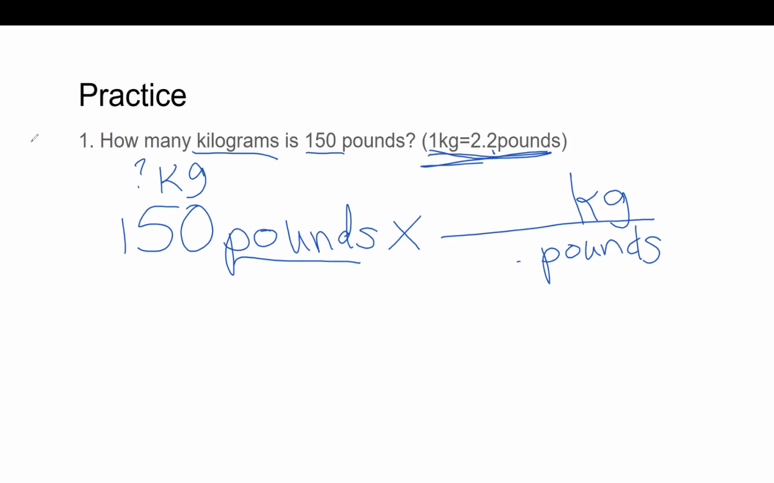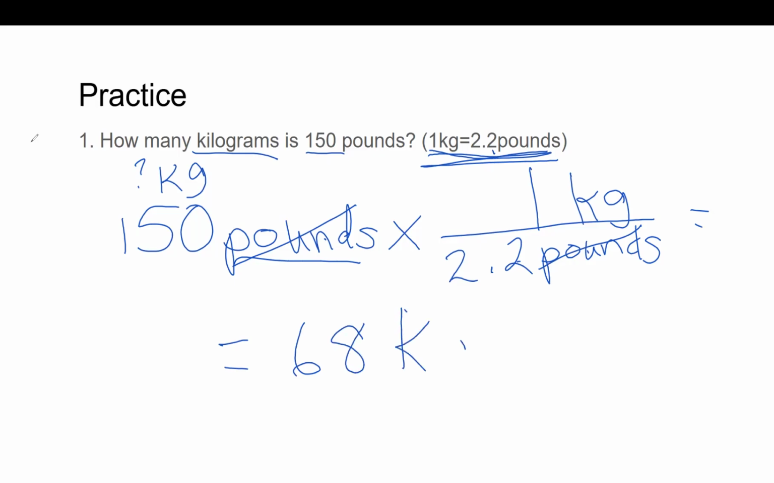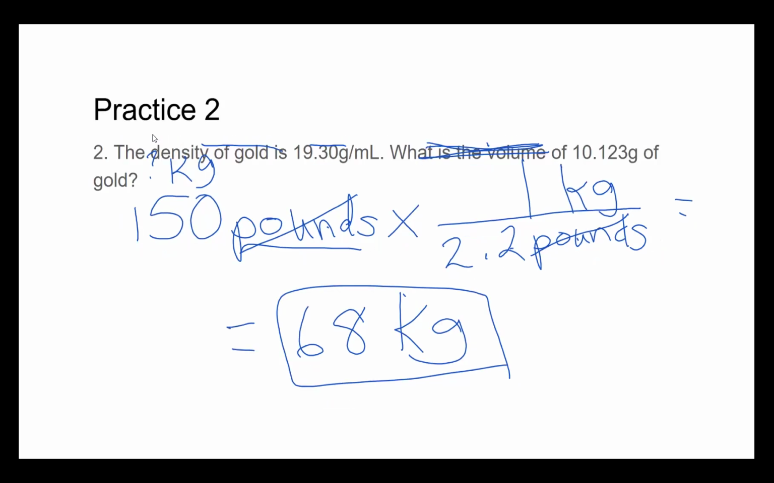We know from this that 1 kilogram equals 2.2 pounds. My pounds will cancel out because I have one on top, one on bottom. So this is 150 times 1 divided by 2.2. So 150 pounds equals 68 kilograms. Okay, let's look at this next problem. It's another density problem.